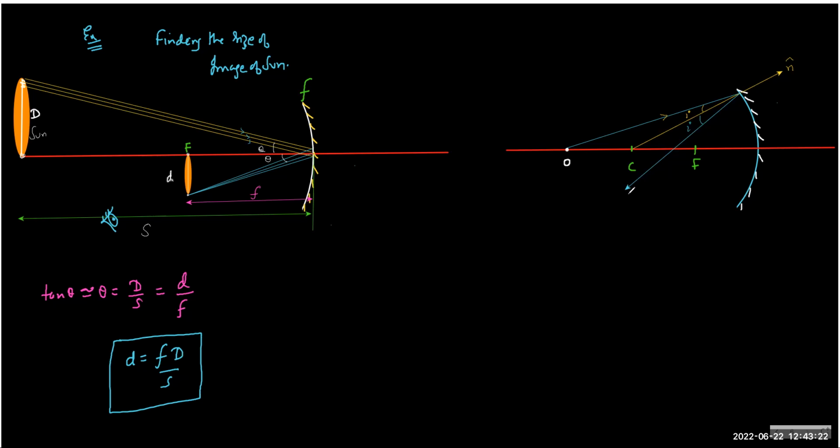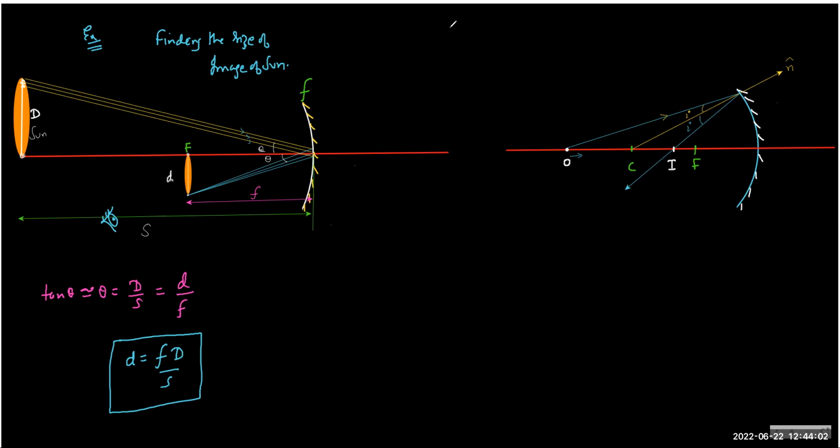How can you animate it? As O approaches C, this reflected ray will come closer to which point, C or F? As O approaches C, the angle of incidence i will decrease. Do you realize this? Yes. And as i decreases, the reflected ray will move towards which point, C or F? F. Very good. Excellent. As i decreases, the image will shift towards F.